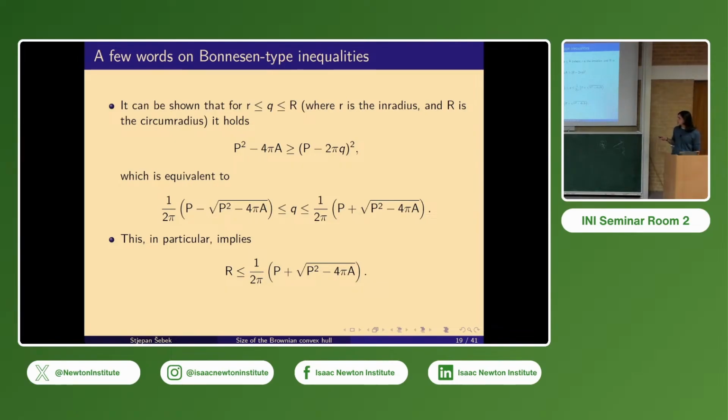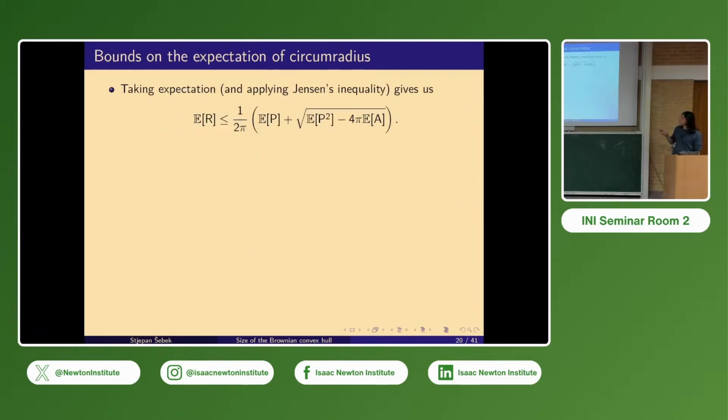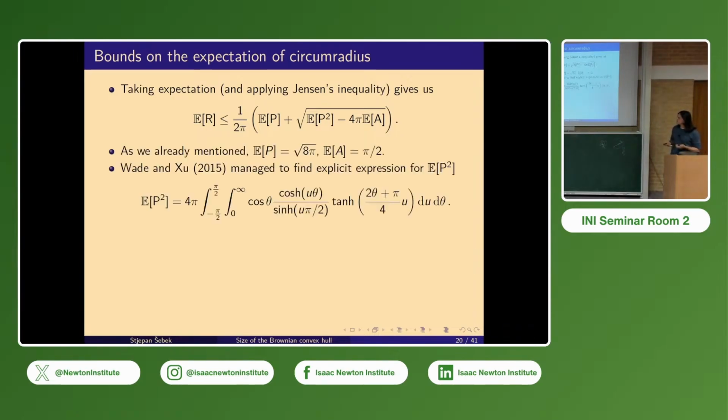So you want to take this with the expected value, and you can put this expected value under the square root because of Jensen's inequality, but you then also end up with this expected value of the perimeter squared. And lucky for us, it is the only quantity for which the second moment has also been computed and appeared in the literature. Not even for area is it known, or some higher moments for perimeter, but the second moment for the perimeter is explicitly calculated, also by Andrew Wade and one of his PhD students, Chang Shu, and it's expressed through this relatively ugly integral.